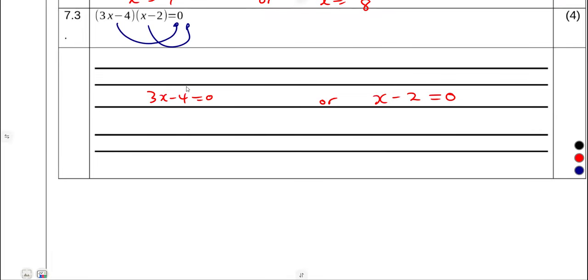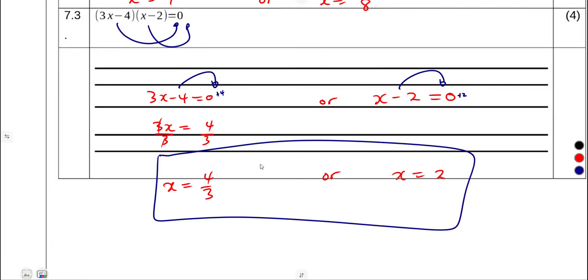So let us solve for x. Minus 4 to the other side is simply going to be a positive 4. So 3x is equal to 4. Divide by 3, divide by 3, we have got the value of x, which is 4 over 3. Or x is equal to, negative 2 to the other side is going to be a positive 2. So that's 0 plus 2, which is 2. So that is what you're going to have from this.